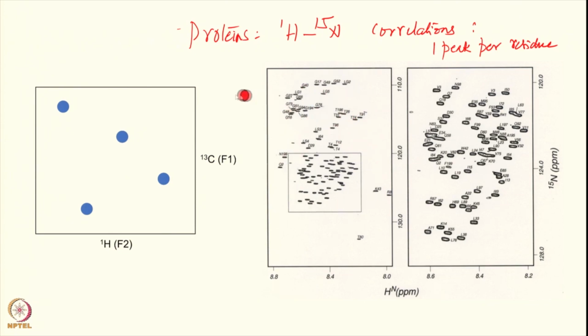So if you have a protein of 100 residues, you should get 100 peaks, barring prolines. The prolines do not have the amide proton, so the prolines will not produce a peak here. All other residues will produce a peak. Therefore by simply counting the peaks here you can see whether you have got the proper spectrum. Therefore this experiment is called the fingerprint of the primary sequence.